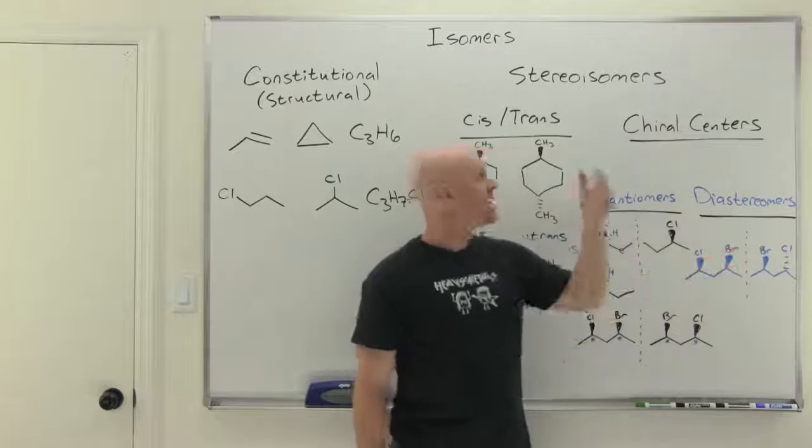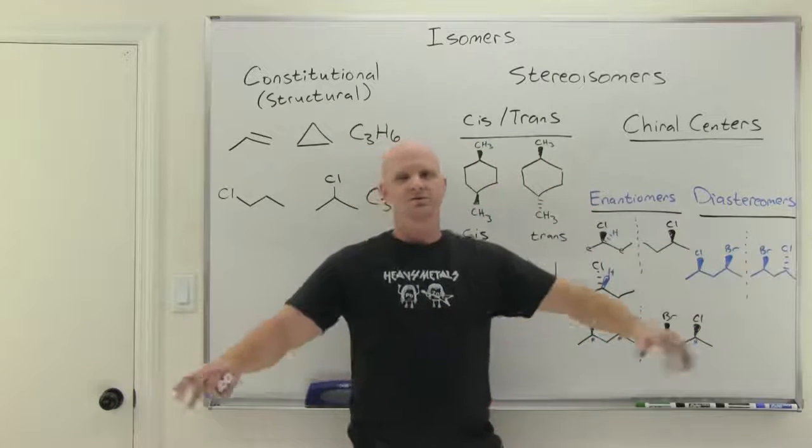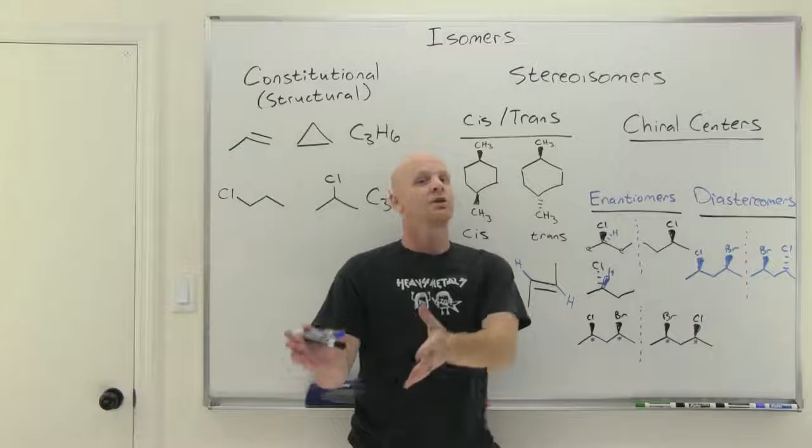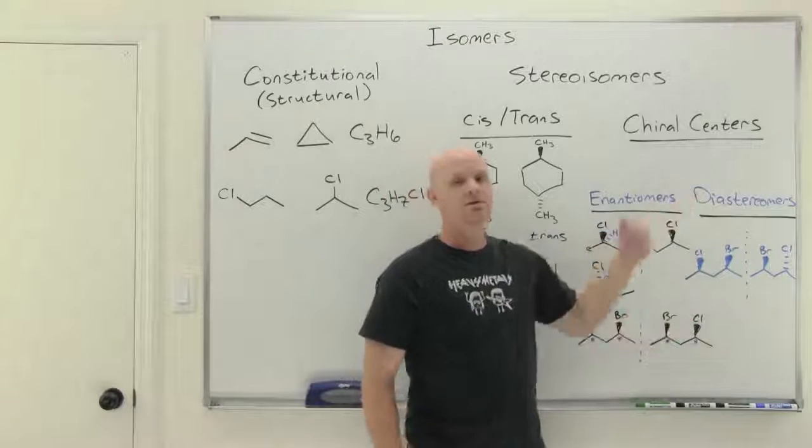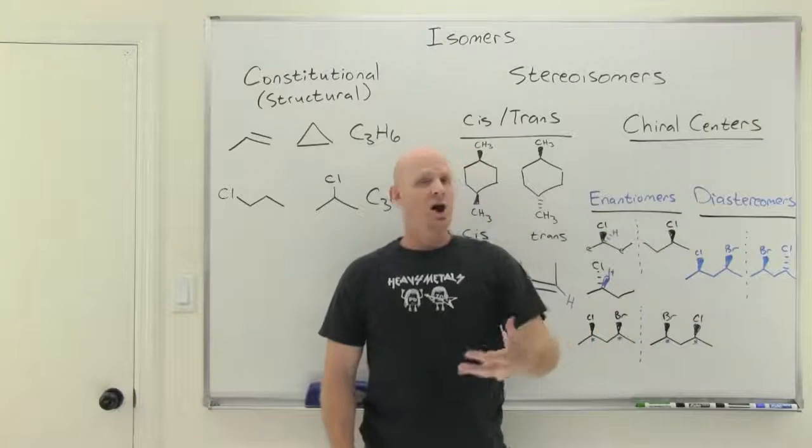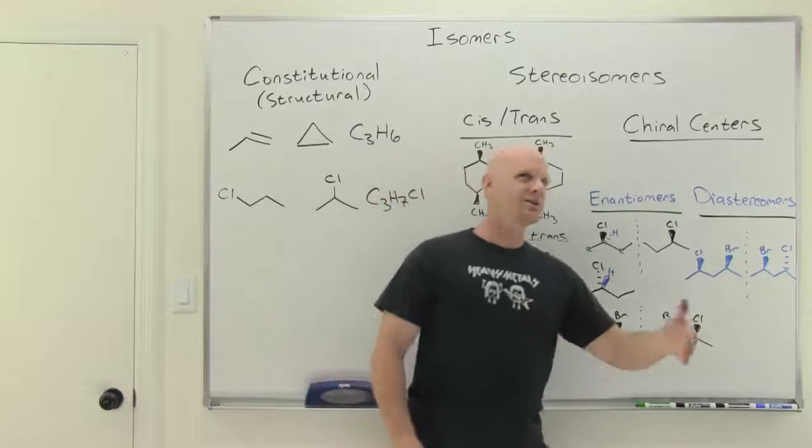So they are stereoisomers that are not mirror images, which means they can't be enantiomers. So then the only other option is diastereomers. And the definition is really non-superimposable, non-mirror images.